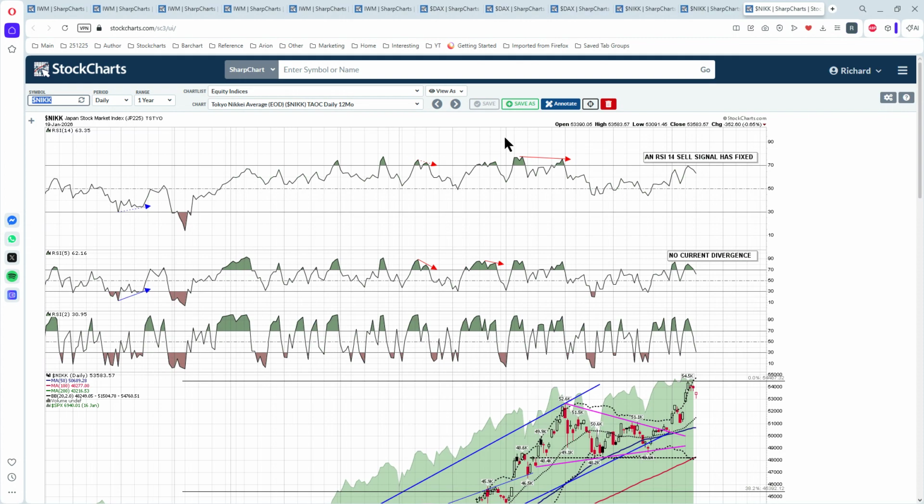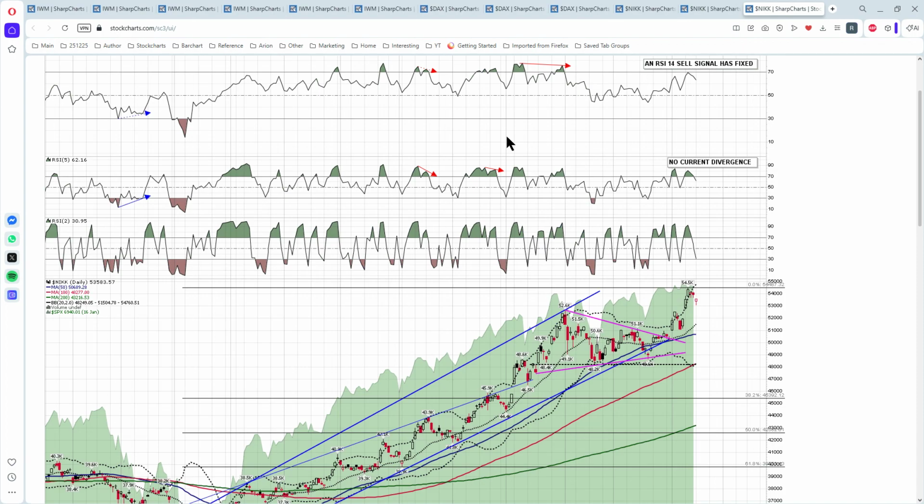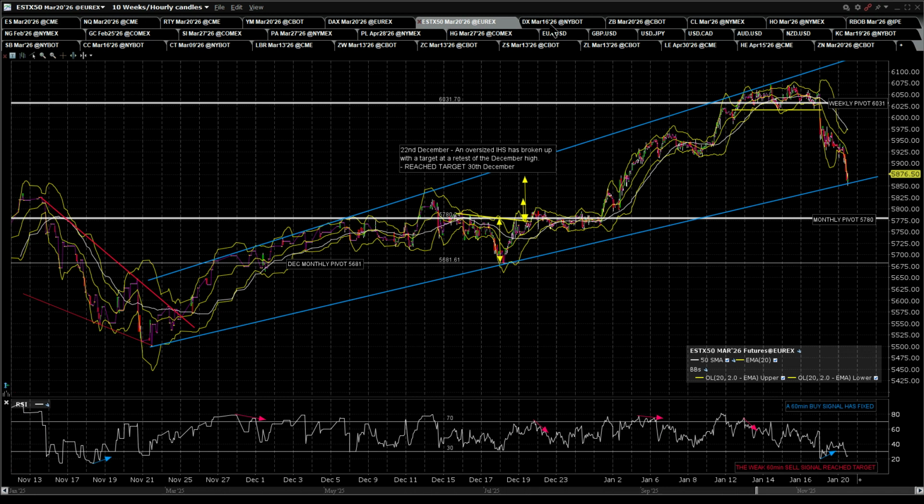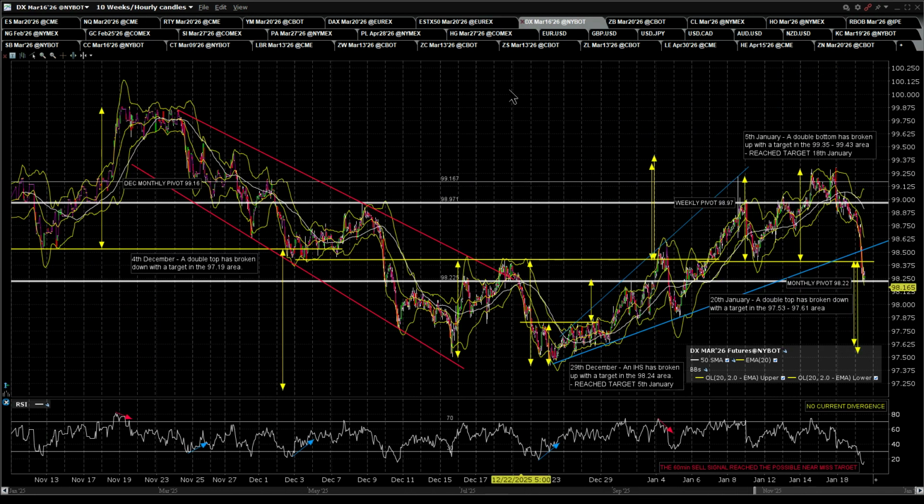On Nikkei, it might be too deep too, but we're not going to know until tomorrow. As it is, this doesn't look like an overall double top because it went up too far after it retested 52.6k. Okay, let's have a look at the really interesting ones today, which are dollar and bonds.